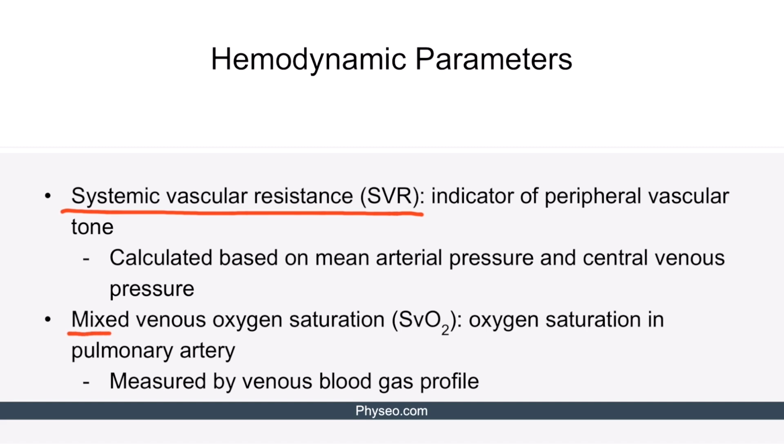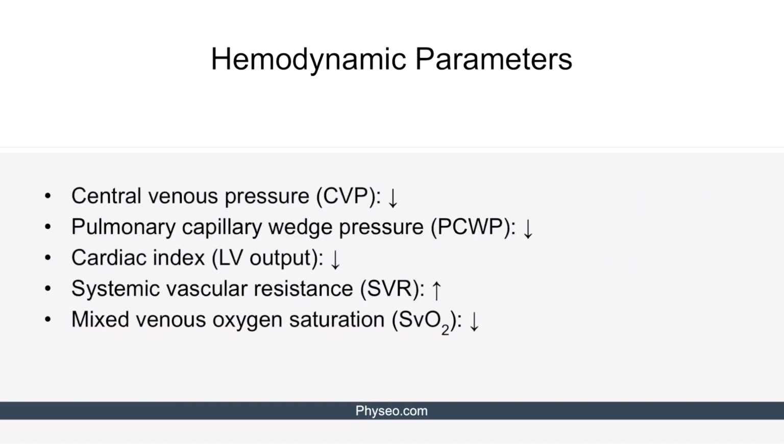Now finally, the mixed venous oxygen saturation, or SvO2, is the oxygen saturation in the pulmonary artery, and it's affected by oxygen uptake in the capillaries. And you measure this just using a venous blood gas. And with that background, let's dive again into the hypovolemic form of shock.